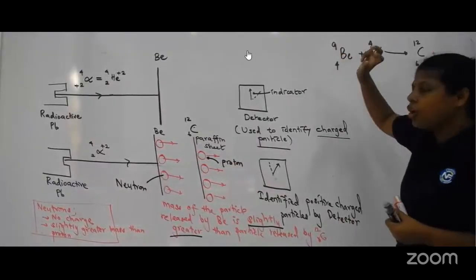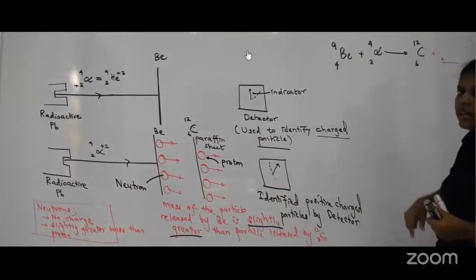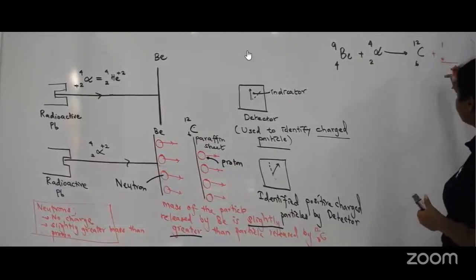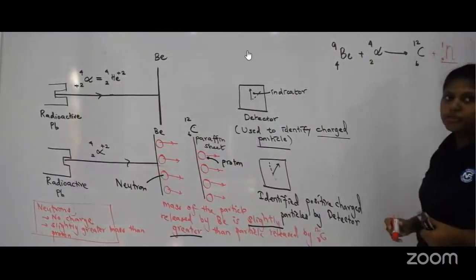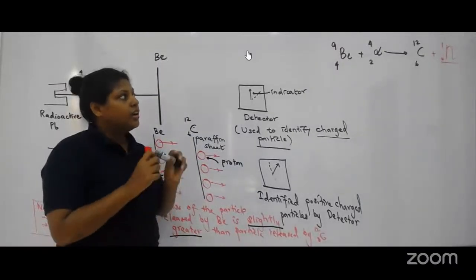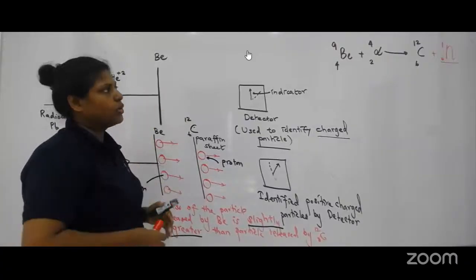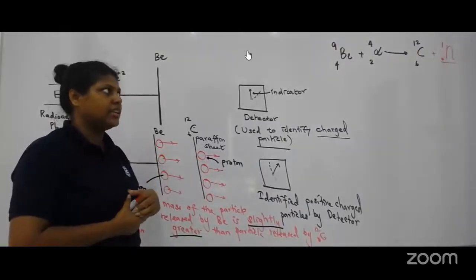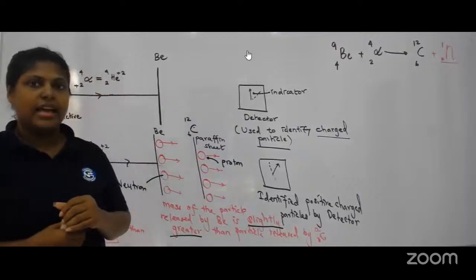Here 9 plus 4, 13. Here 12. Therefore, the missing number here is 1. So the subatomic particle has 0 charge and 1 mass. By this nuclear reaction, James Chadwick could explain the experiment with the nuclear reaction. There was a subatomic particle called the neutron inside the atom with no charge, but mass slightly greater than the proton.